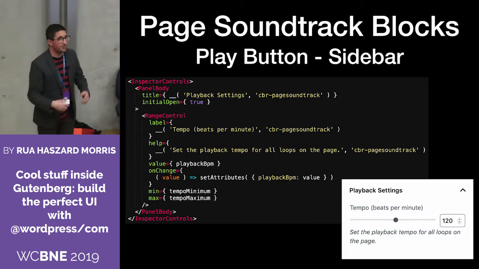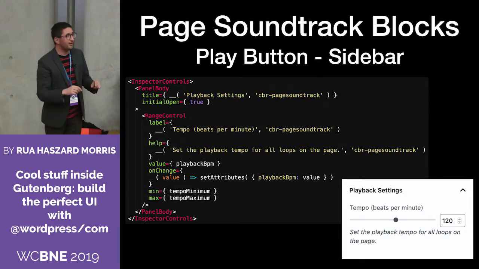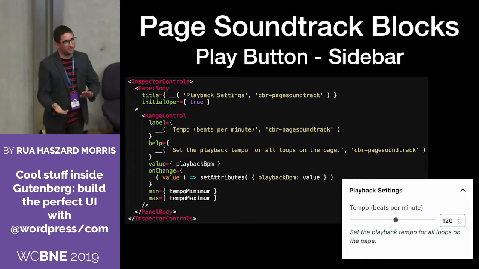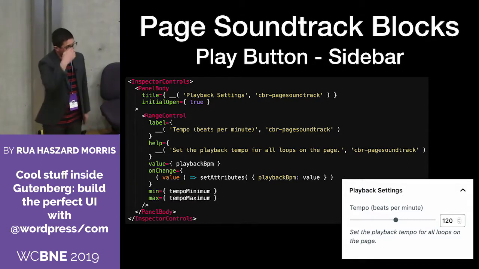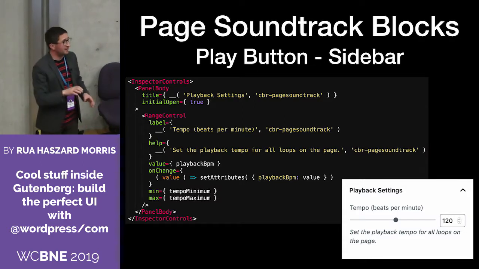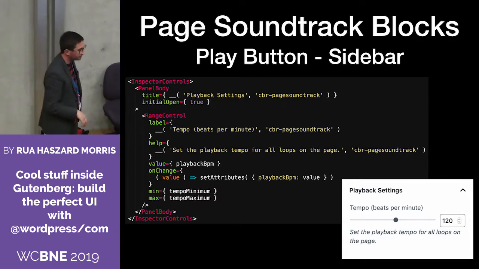So the other block that I built is this play button block, and you can have as many of these on the page as you want, allowing the user to start and stop the soundtrack. And it's got a very basic setting. It's got the tempo for how fast you want the music to play. And so that's in the sidebar at the right of the editor.